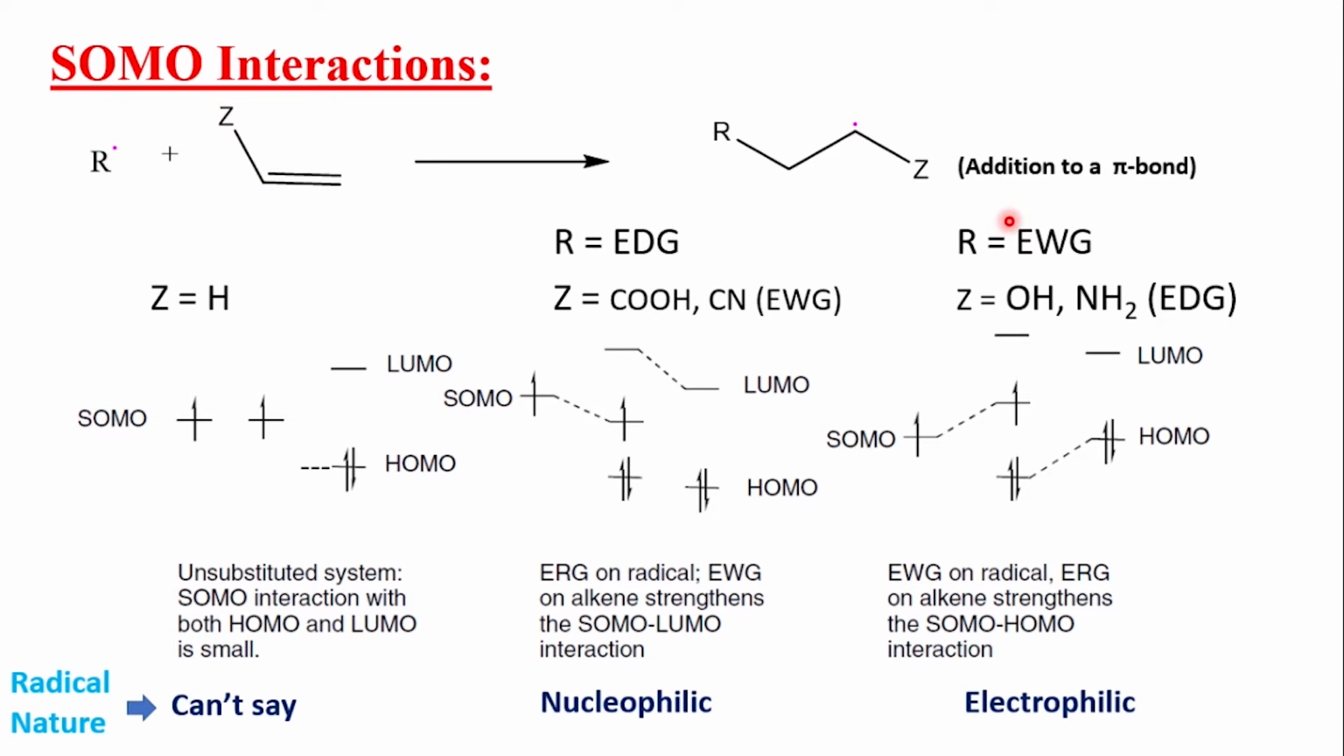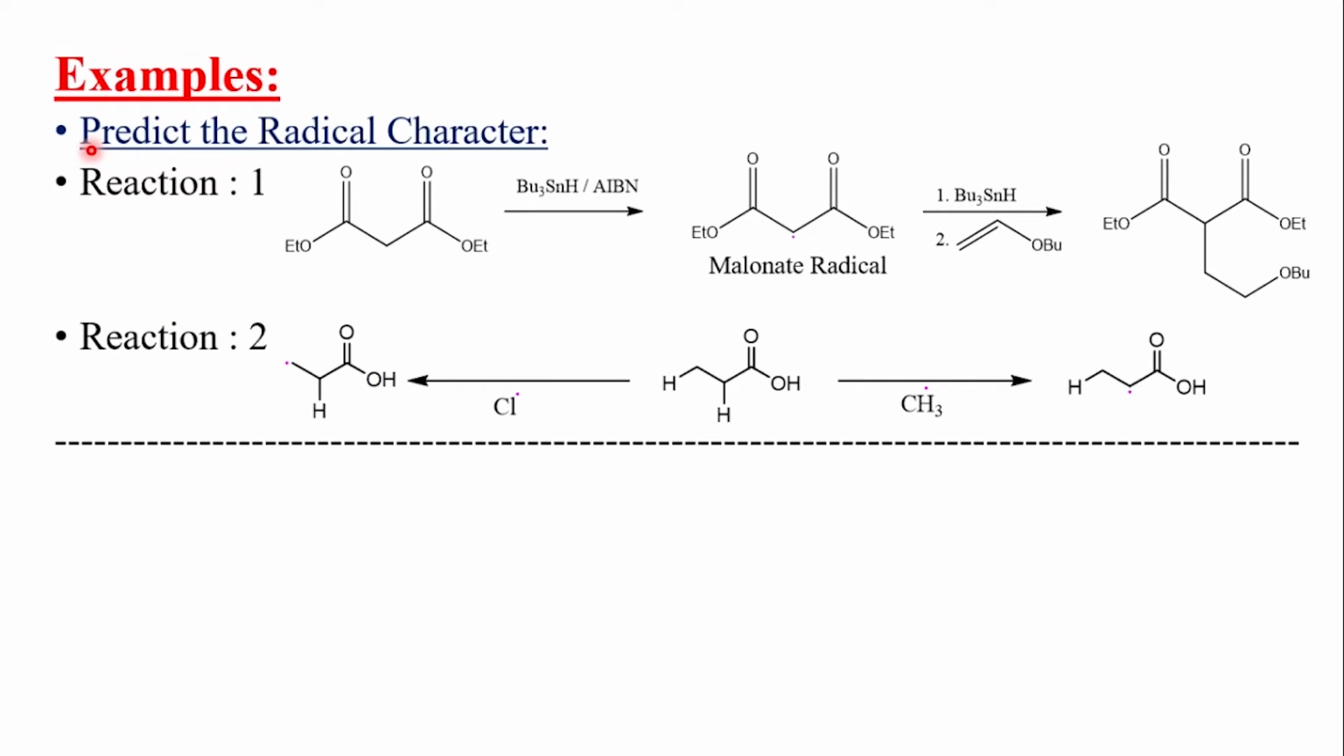While in the case of R is an electron withdrawing group, R electron withdrawing means it is an unstable radical. Unstable means shift to higher energy. While in case of Z is electron donating, an electron donating group will stabilize the alkene. Stabilize means lowering down the energy. So these are the two examples by which we can understand that concept easily.